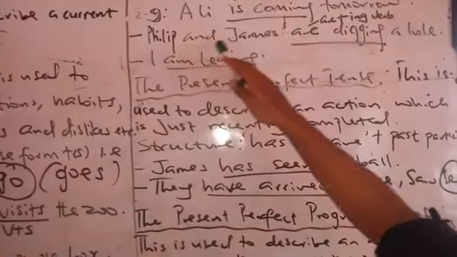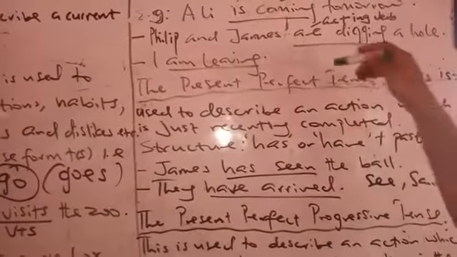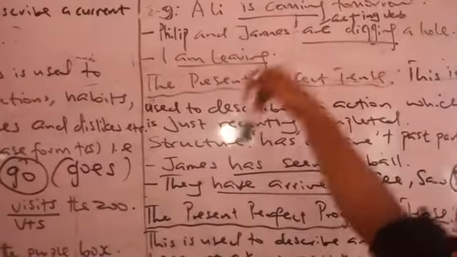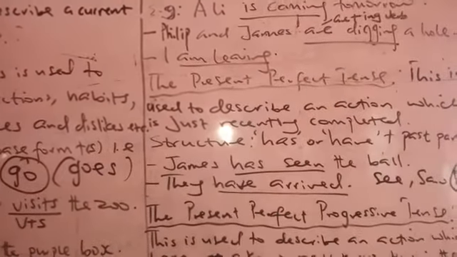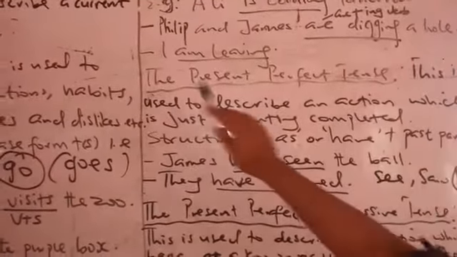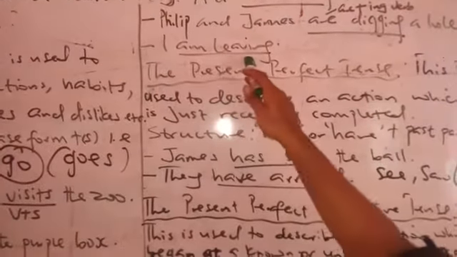Another one is Philip and James are digging a hole. This one is an ongoing action. As I'm speaking to you, they are both digging a hole. Another one is I am leaving.